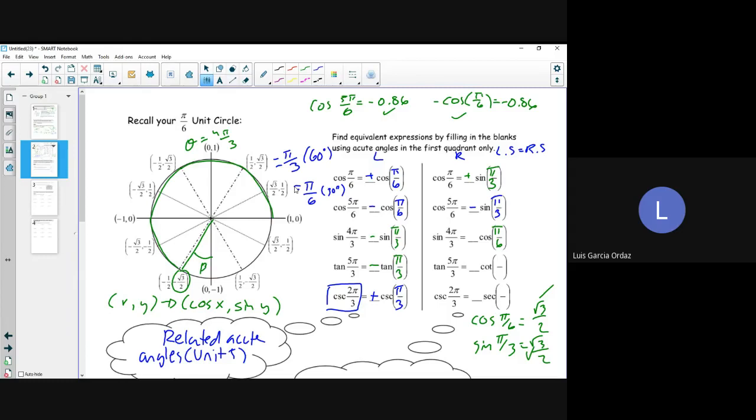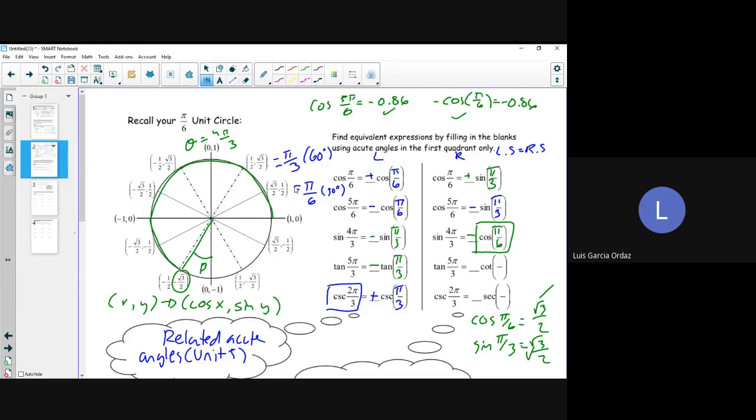Do we need our root 3 over 2 to be positive or negative? Negative. So what sign are we going to put in front of the cos? Pretty easy. So you want to do this first. If it doesn't give you the same ratio as the one on the left side, you have to multiply it by a negative. Okay, cool.